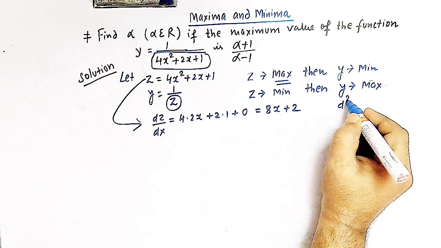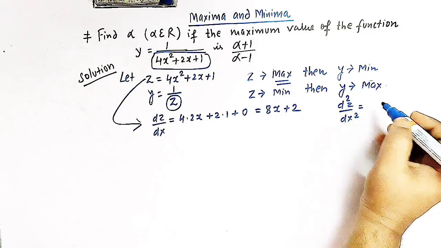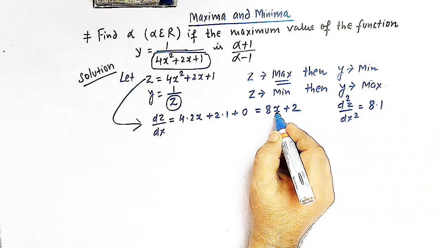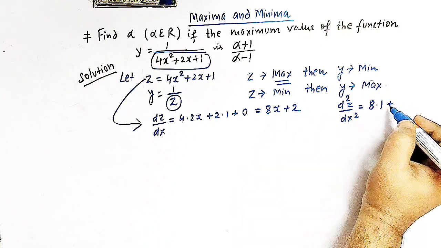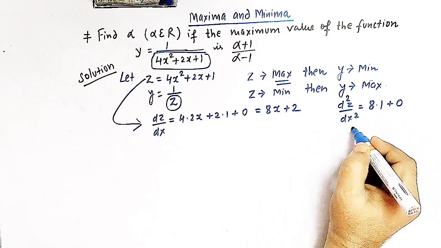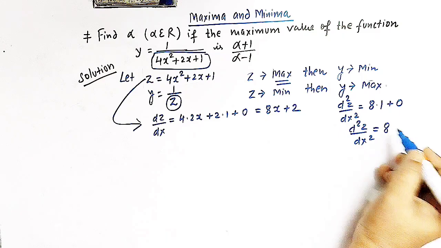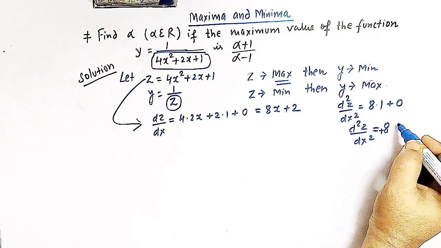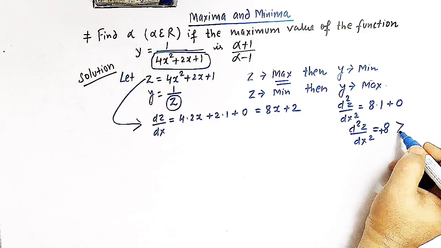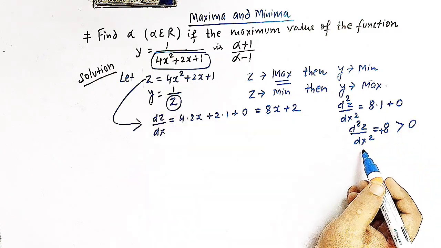Let us find out the second derivative. So the second derivative of z with respect to x is 8 times 1, because the derivative of x is 1 and the derivative of 2 is 0, being a constant. So here the second derivative is equal to 8, that is positive 8, and the second derivative is always going to be greater than 0 for all values of x, right?